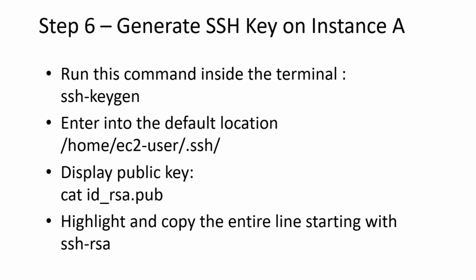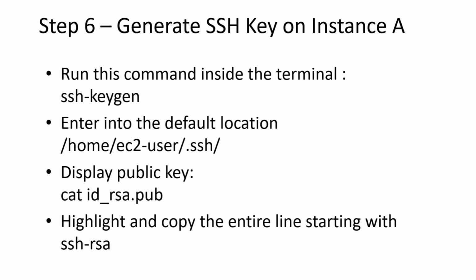We verified that both instances are reachable privately. Now, instead of using passwords, we'll set up a key-based authentication system. This starts on instance A, our jump host. Here, we'll generate a brand new SSH key pair. The private key will stay safely on instance A, while the public key will later be shared with instance B.